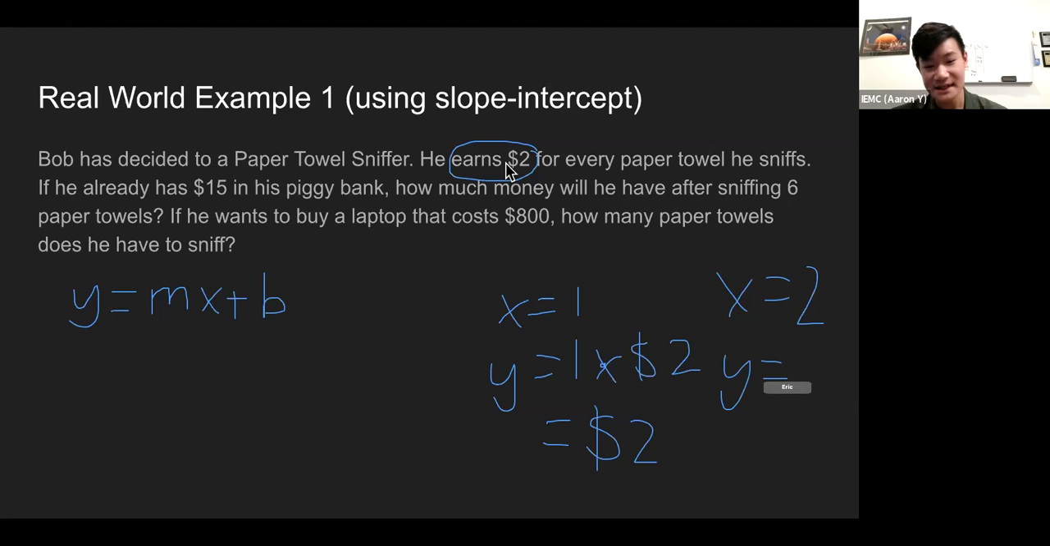So if he sniffs 1 paper towel, Y will be $2 because he earns $2 for each. And if he sniffs 2 paper towels, Y will be $4. So the increase in Y every time X increases by 1 is 2, because 4 minus 2 is $2. That's basically what slope is. It's a little bit confusing, but M in this case would be $2. Every time he sniffs 1 extra paper towel, he gets $2 extra.